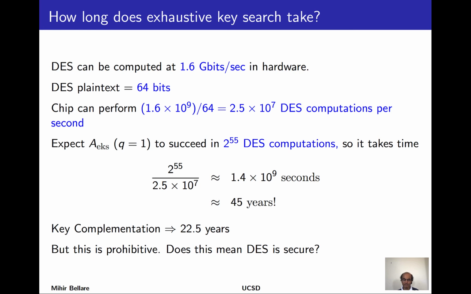There are 2 to the 56 possible keys. On the average, maybe you'll hit the key you want, the target key, about halfway through. So say you expect your adversary to perform about 2 to the 55 DES computations. How long is that going to take it? Well, it's 2 to the 55 divided by 25 billion, which is about 1.4 times 10 to the 9 seconds. But that turns out to be about 45 years.